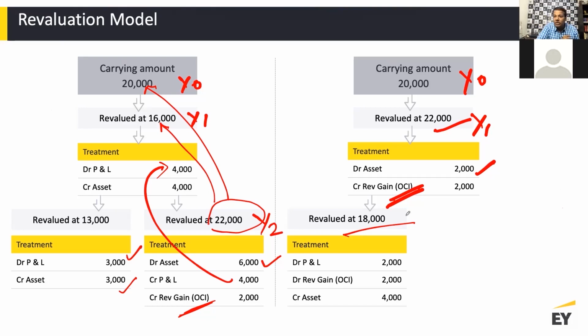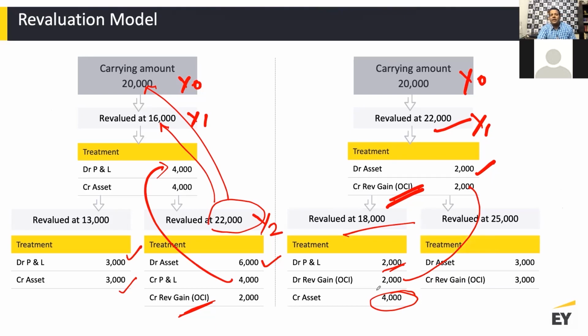So now I was at 22,000, right? I was at 22,000. My total loss is how much now? 4,000. Now out of 4,000, I'm going to recoup this 2,000 from OCI. 2,000 is debit to P&L and 4,000 is the total loss in the value of the asset. Now let's look at another situation. If it is revalued at 25,000, right? There's a further upward increase in the value of the asset. If there's a further upward increase in the value of the asset, that gain will continue to go in OCI. So my total gain now in OCI, which is sitting, is 3,000 plus 2,000.